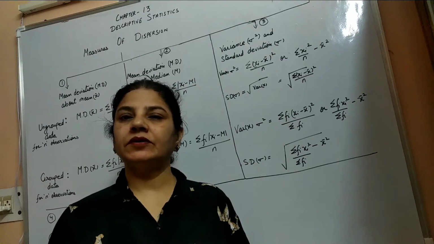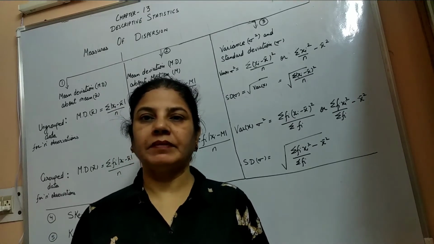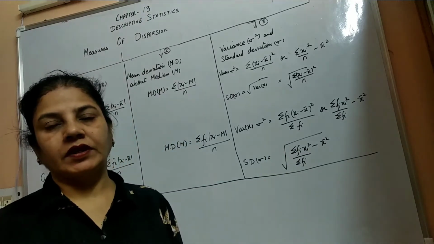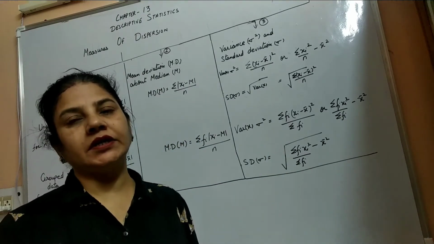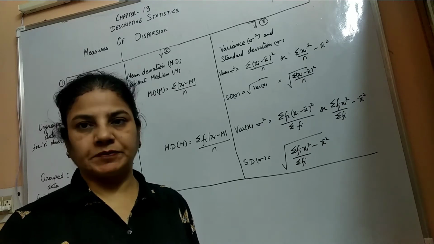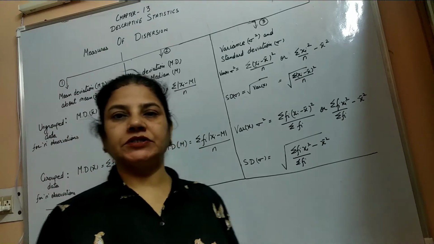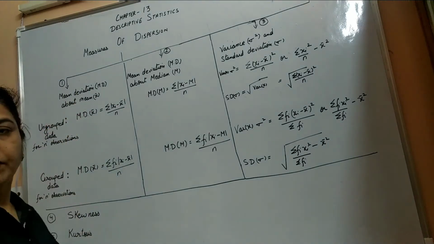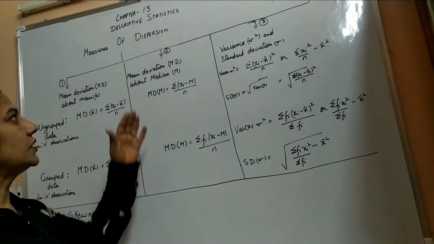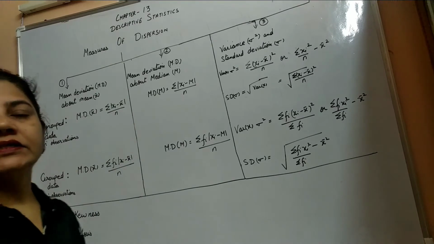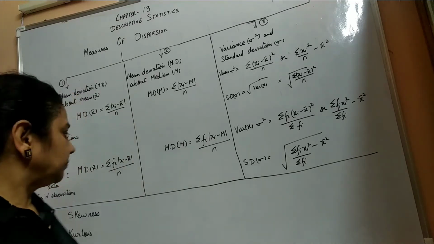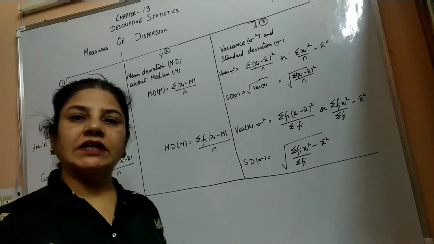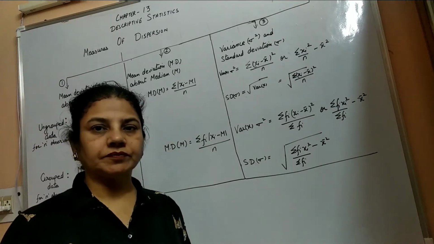In my previous video, you have studied about measure of central tendency, descriptive statistics part 2. In this video, we are going to study about measure of dispersion. Measure of dispersion is classified as mean deviation about mean, mean deviation about median, variance and standard deviation, skewness, kurtosis. All this we study in detail in this video.